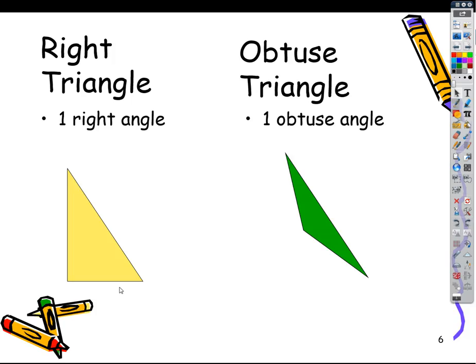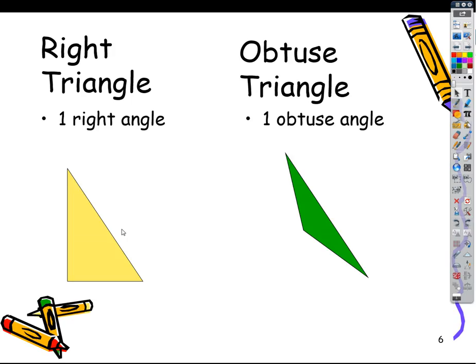Could you have a right scalene triangle? Yes. What would that look like? Right angle. What do you know about all three sides there? They're not equal. Yeah, this one looks like it's a right scalene, doesn't it? Maybe the sides are like 3, 4, and 5 or something, right?